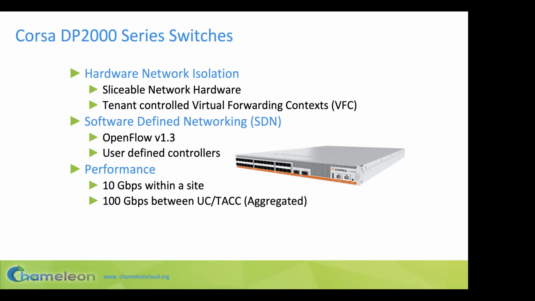And because this is done in these Corsa switches, and it's the native way that these Corsa switches work, everything works at line rate as if it was a regular OpenFlow switch. So you have 10 gigabit ports to your nodes, and you have a 100 gigabit uplink port, and you can get that kind of performance.